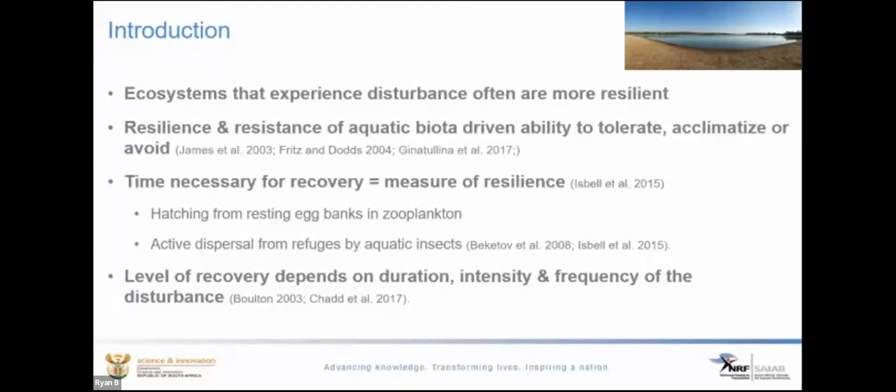Recovery in aquatic invertebrate communities occurs through the hatching from resting egg stages in zooplankton, active dispersal from nearby refuges by aquatic insects, and the eventual passive dispersal of other aquatic invertebrates. The level of recovery of an ecosystem will depend on a number of factors, including the duration, intensity, and frequency with which the disturbance occurs.